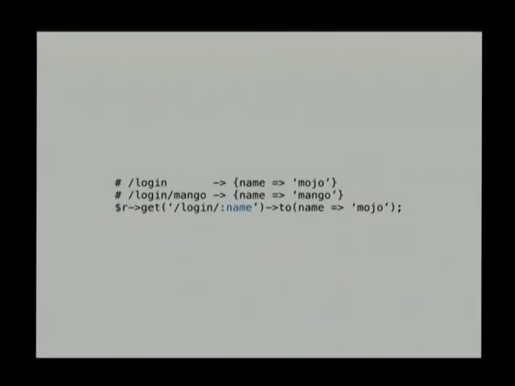And this one annoyed me for quite some time. Here we have a simple route with an optional placeholder called name. /login and /login/mango work just fine. But the problem is that in 4.0, optional placeholders only worked at the end of the route. So /login did not work here. In 5.0, that has changed. Any placeholder can now be optional, and /login finally works.